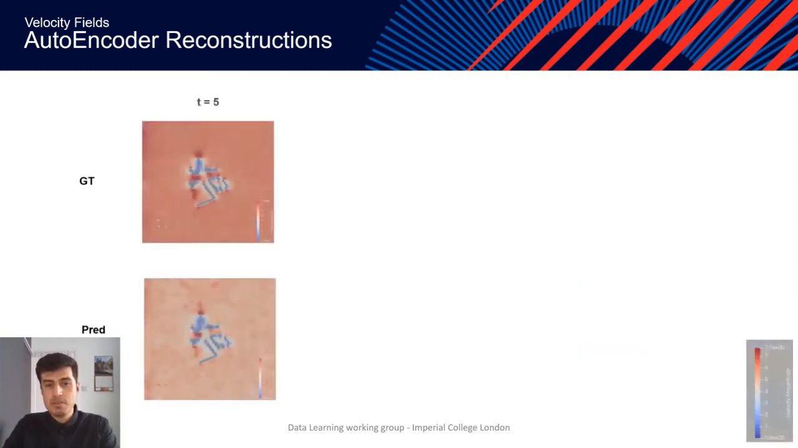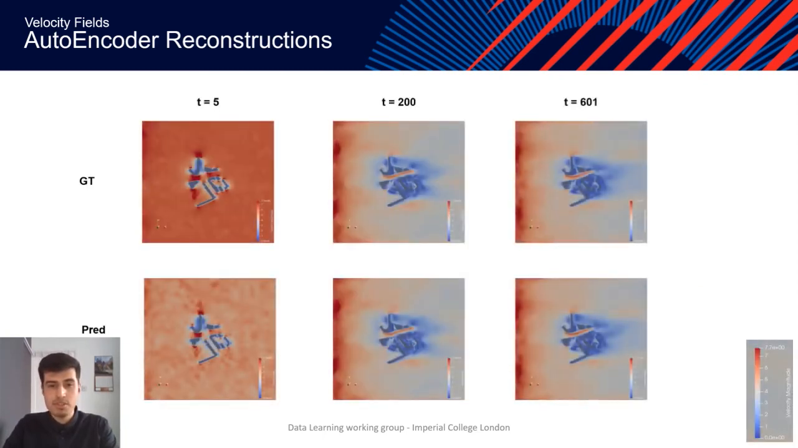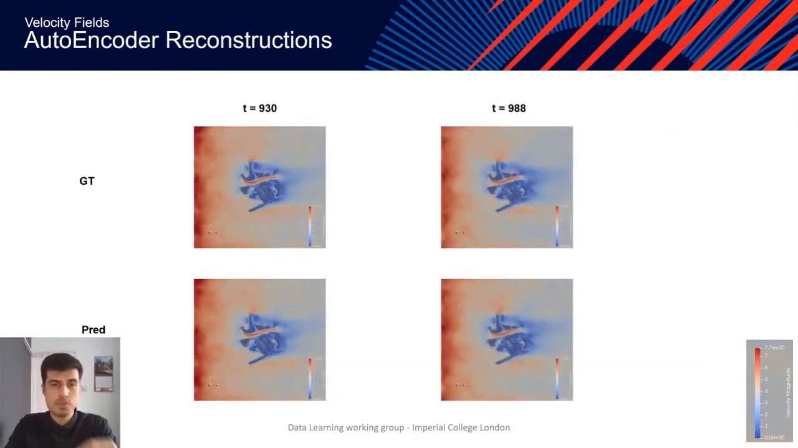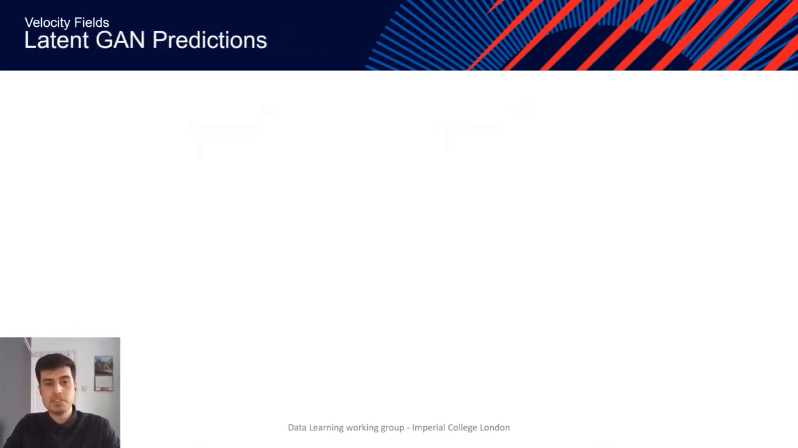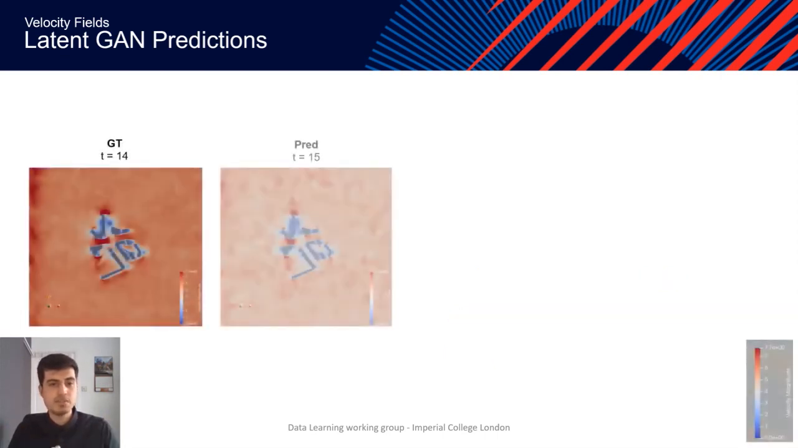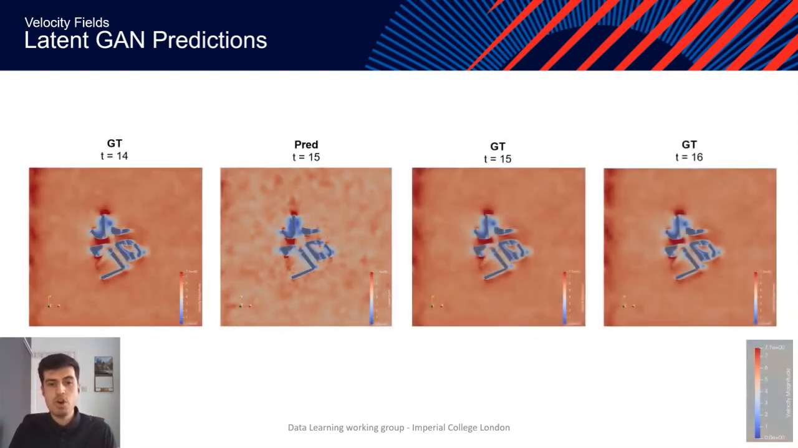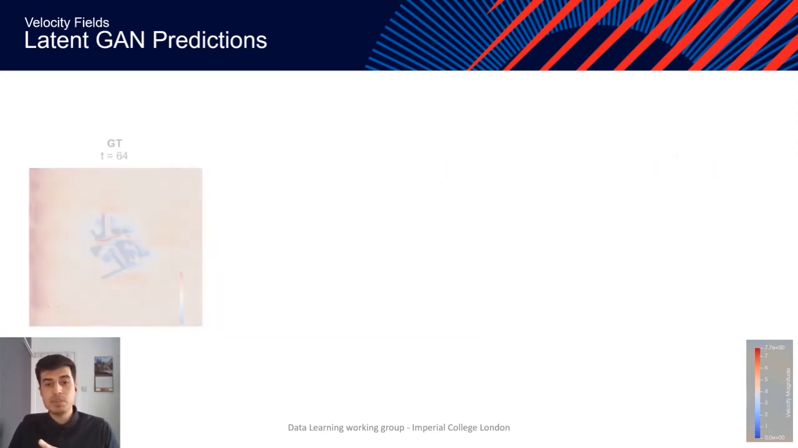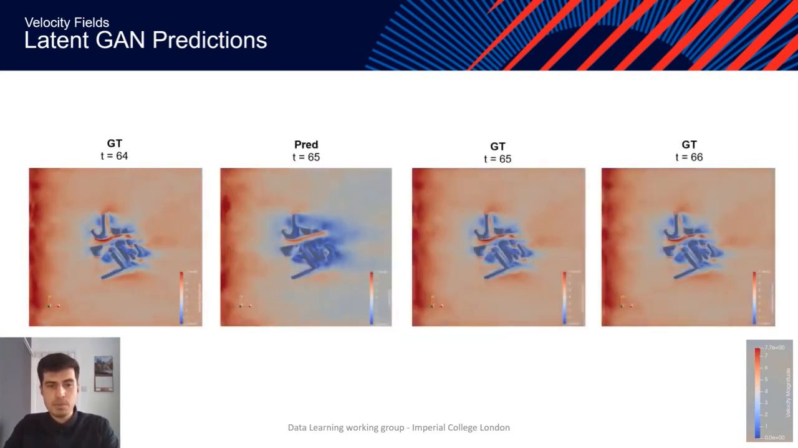We see that the model was able to perform quite well across time steps. And here we see that the final time step used to train for the velocity field was t equals 900. So we've shown that this is generalizable. And moving on to the latent GAN predictions for velocity fields. Again, the final model was trained for 1,000 epochs and achieved an average mean squared error loss of 2.31 times 10 to the minus 2. We noticed similar patterns as per the tracers, where flows near the start performed a lot worse than flows down the line. But we see that we do get meaningful results. Again, we show this to be generalizable for unseen data.